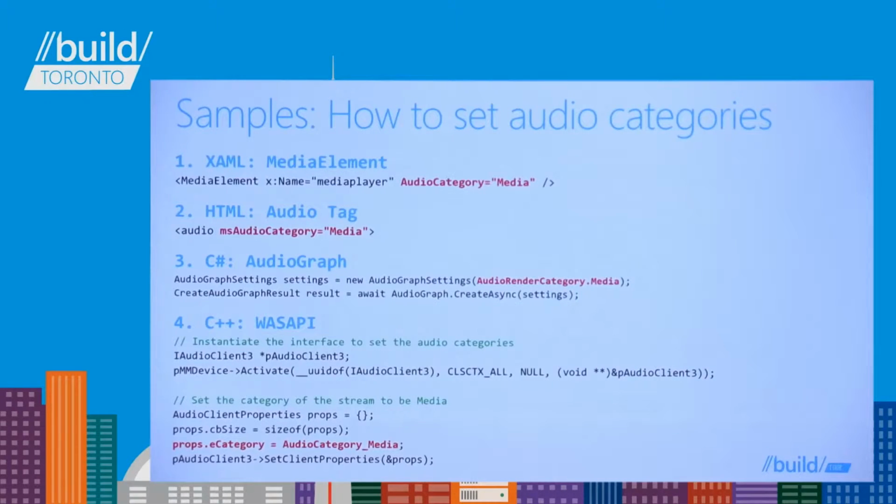And you can set all these categories in a pretty simple way, either in XAML or in HTML with the audio tag. You can do it with the audio graph capabilities in C#, and even in WASAPI, which is a pretty low-level API available on Windows for many years. You can set audio categories even there. So it's a new feature for an old API.